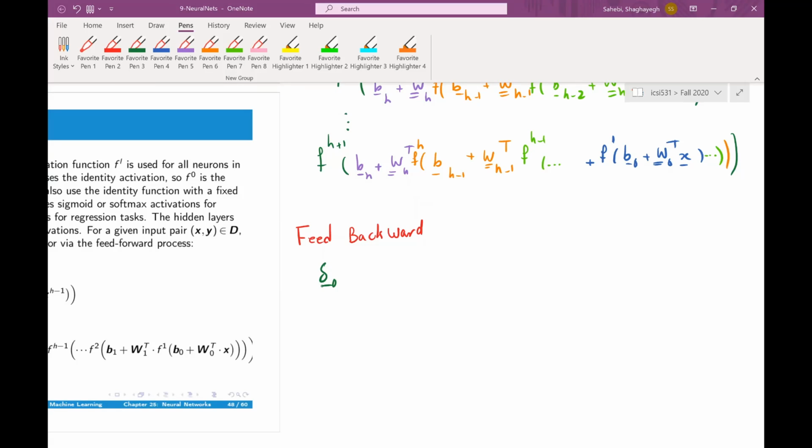But suppose that we are using something like sigmoid. So for the output layer, when we have independence in the outputs, delta O, which is basically delta H plus 1, what is it? This is the partial derivative of the output activation, element-wise product with the partial derivative of our error, right?